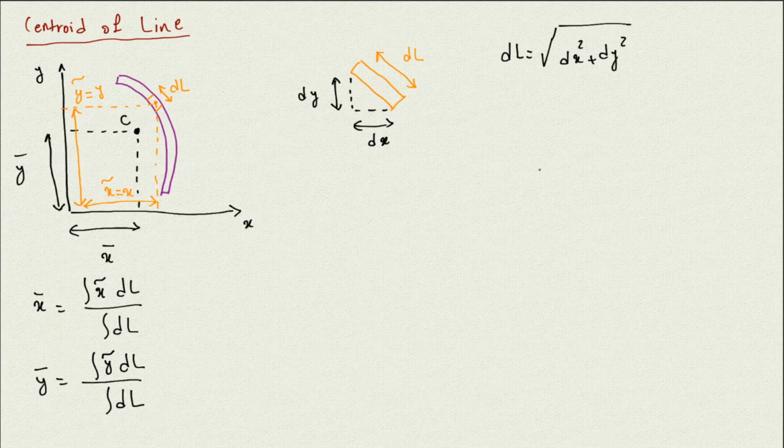Now I have to write everything as a function of x or as a function of y. I have to decide if I want to do the calculation as a function of x or as a function of y. So the first case that I want to do is the calculation as a function of x. This is how we are going to do that. This is what that dl is going to be.